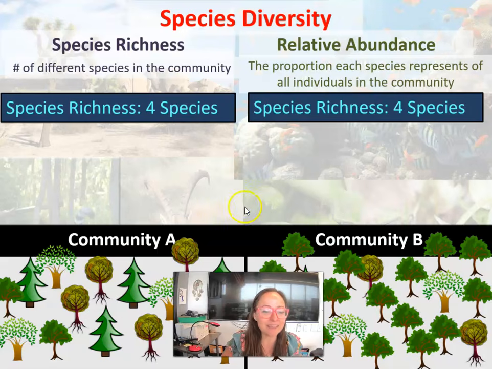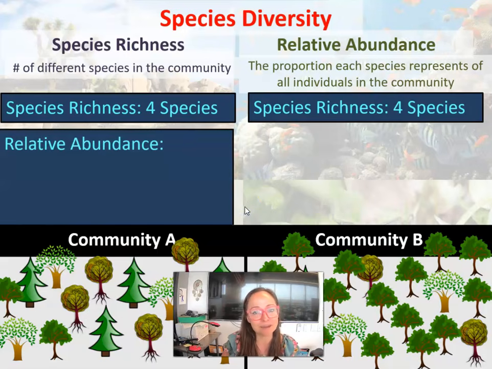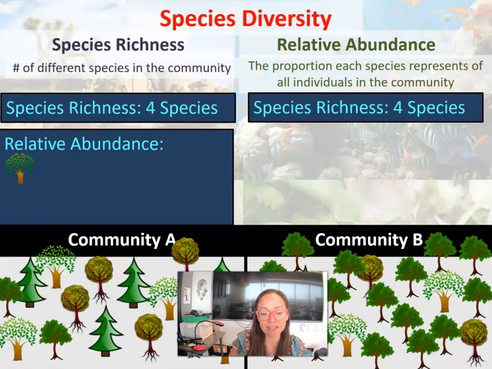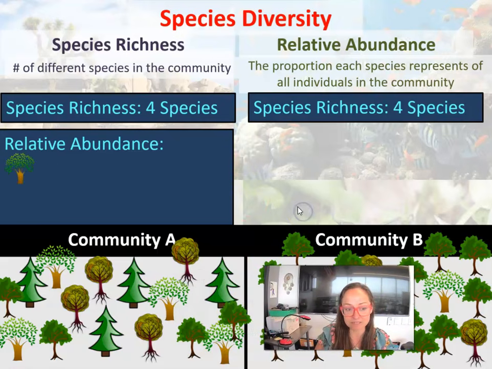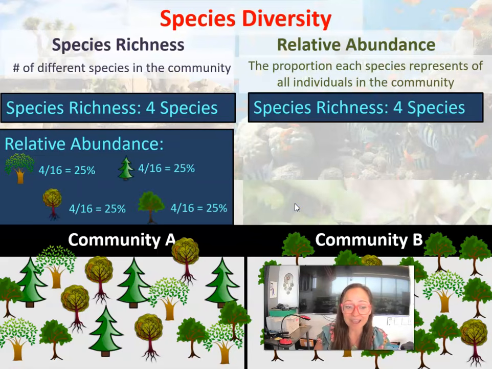Now let's talk about relative abundance, or evenness, the proportion of the different species within that community. In community A, if we look at the different species of trees, they're pretty even. The way I happened to make it, about 25% of the community is each of the 4 species. So I have 16 trees here and 4 of each kind.